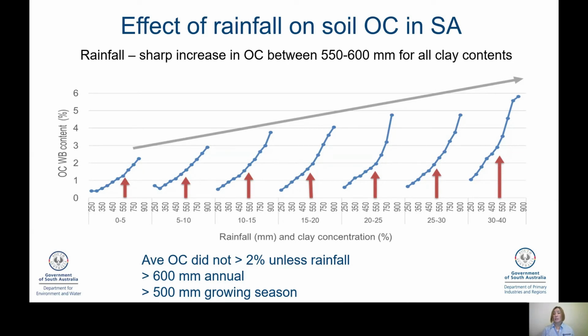So we found overall in state averages, the average organic carbon did not go above 2% unless rainfall was greater than 600 mil annual rainfall or about 500 mil in your growing season. And this is important for us because often when people talk about benchmarks for organic carbon, 2% is a value that is used as a healthy soil. And so we can see that in some of our systems, it can struggle to get to these values unless you have the rainfall there.